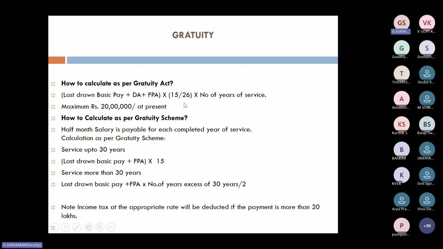How to calculate as per gratuity scheme? As per scheme, the formula is: up to 30 years of service, last drawn basic plus FPA. There is no DA part here. Only basic plus FPA into 15 years. If you are working up to 30 years, 15. For more than 30 years, last drawn basic plus FPA into number of years in excess of 30 divided by 2.